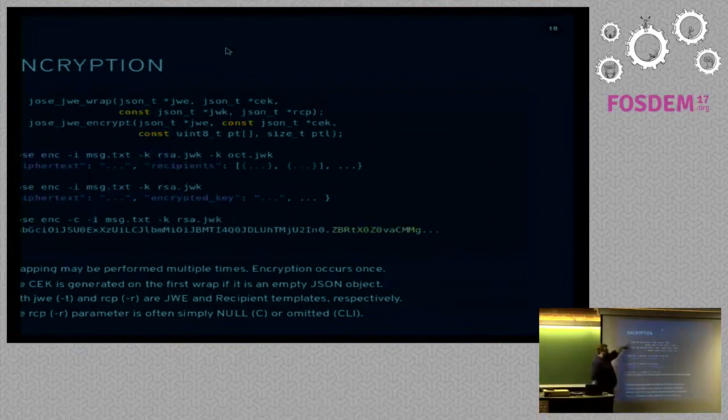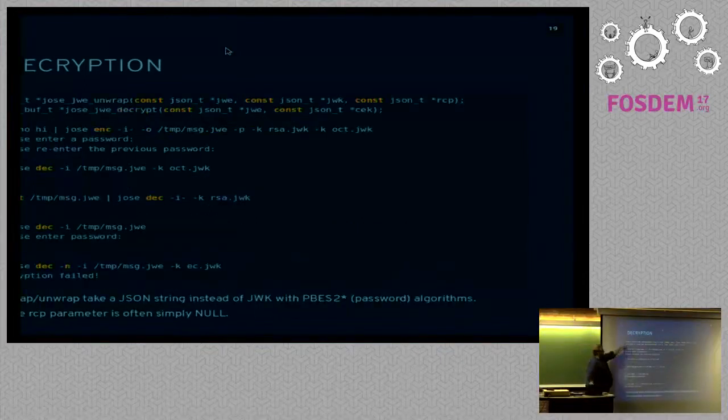Encryption is similar. The only thing here is that we have two steps in the C API, because we need to have a CEK here. And you may want to do things like get a JWE and then re-encrypt it to somebody else. The only way you can do that in the C API is to have two functions. But those two are merged in the CLI. So the wrapping can be performed multiple times, but encryption occurs once. The CEK is generated on the first wrap if it's an empty JSON object. That means that inner key will just generate it for you if you don't care, unless you want to specify one for some reason. Both the JWE and RCP are JWE and recipient templates respectively, and the RCP parameter is often simply null.